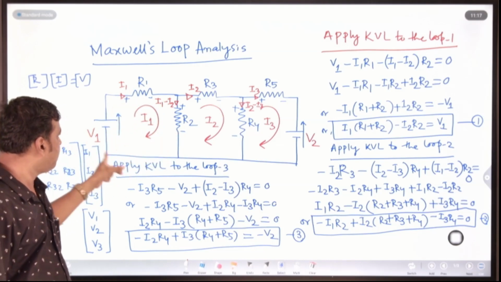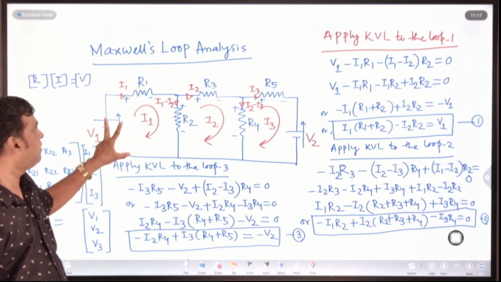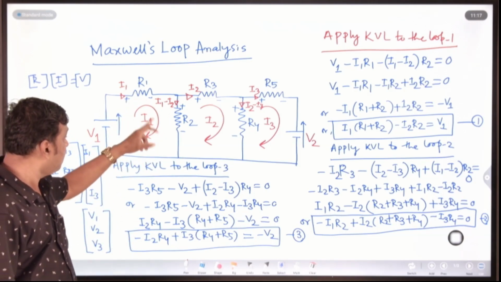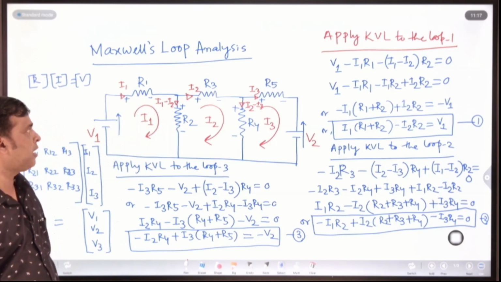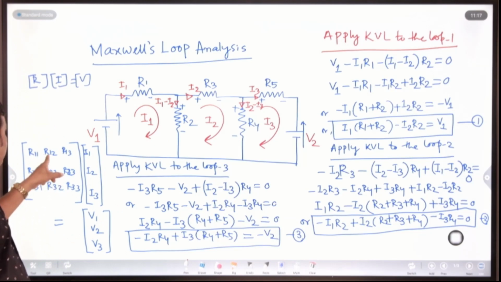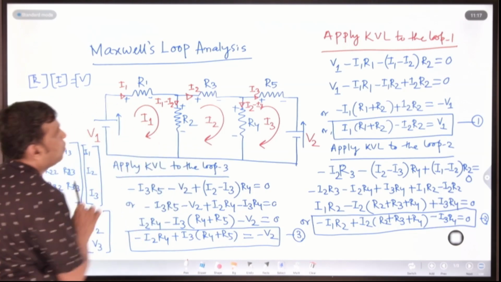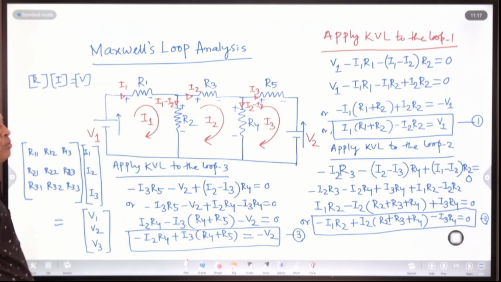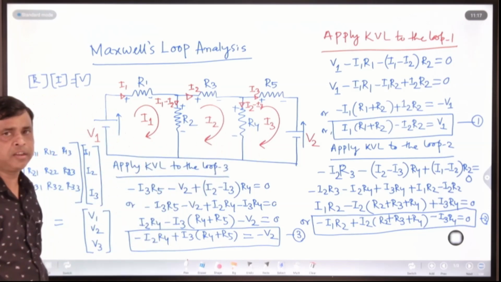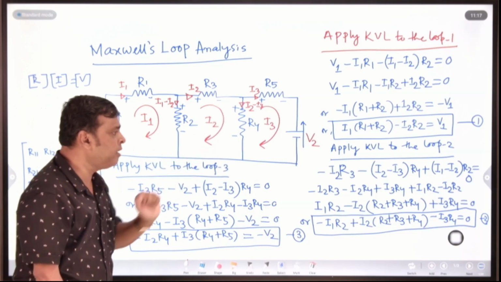In loop 1, how many resistances? 2 resistances, R1 and R2. The sum of the resistance formed by loop 1 is R1 plus R2. And R12, R22, how much? R12 is the resistance common between loops 1 and 2. This is your loop 1 and this is your loop 2. Which resistance is common? That is your R2. If it is a common resistance, put the minus sign. Similarly R13, between 1 and 3: is there any resistance common between 1 and 3? No, so the value will be 0.